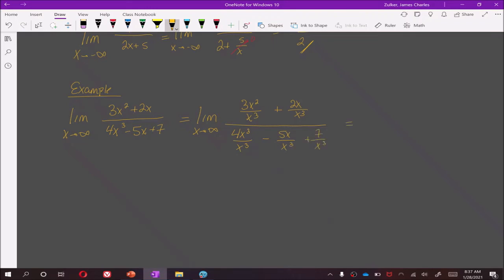All right, and now simplify as much as possible. Limit x approaches infinity, so we'll have 3 over x plus 2 over x squared over 4 minus 5 over x squared plus 7 over x cubed. And then using that property written in green before, that'll go to 0, that'll go to 0, that'll go to 0, that'll go to 0. We're left with the limit as x approaches infinity of 0 over 4, which is just 0.